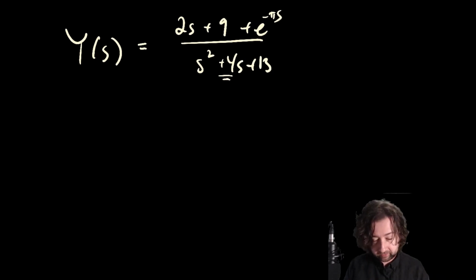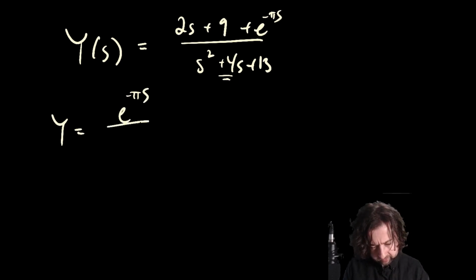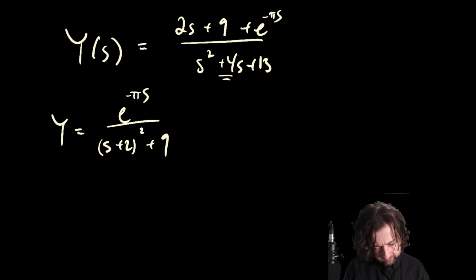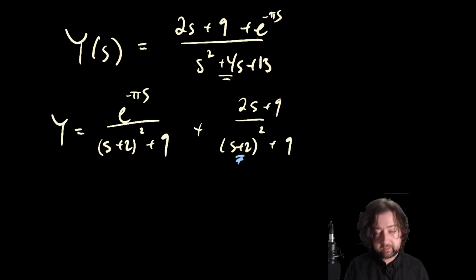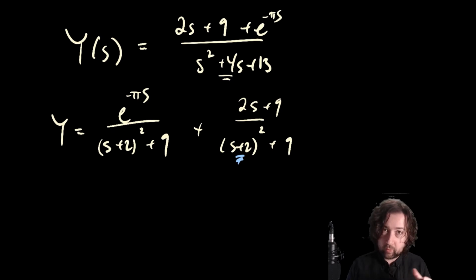So our standard algebra is going to look like this. Y is going to look like there's going to be an e to the minus pi s, and then completing the square in the denominator is going to get me (s plus 2) squared plus 9. And then I have a 2s plus 9 over (s plus 2) squared plus 9. So I'm going to notice there's a shift here, which means that there's an exponential that has been multiplied in the time domain. But in order to recover that exponential, all of the copies of s in this problem have to include the same shift.